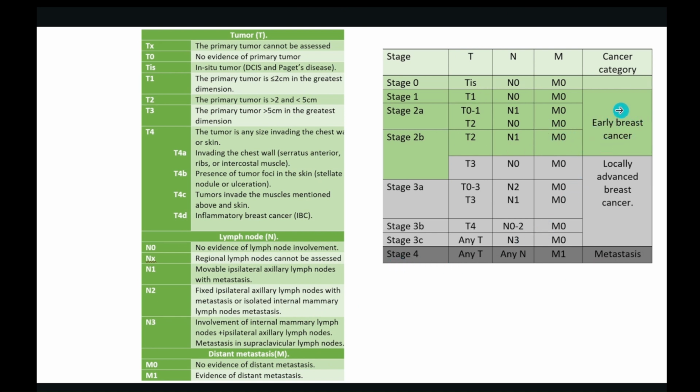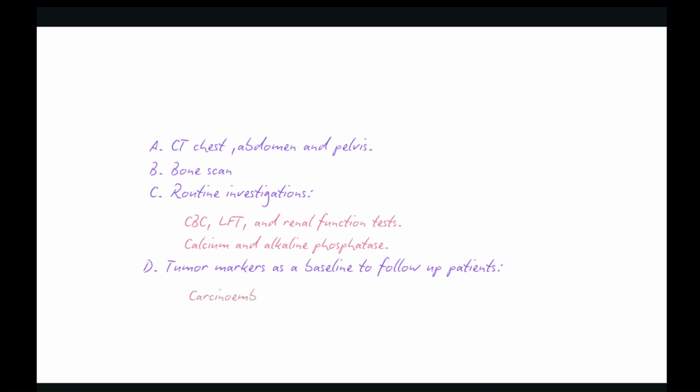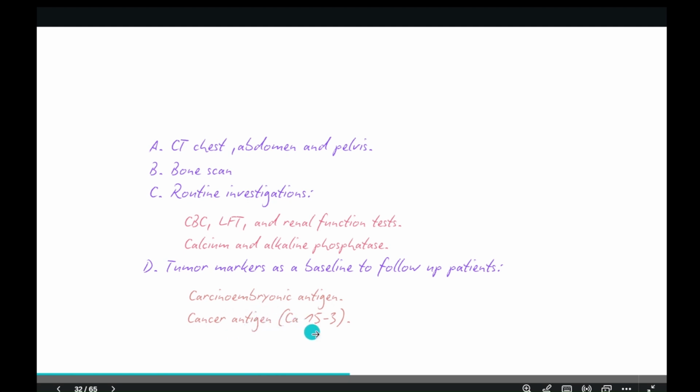What we have to know is that there are early breast cancer, locally advanced breast cancer, and metastasis, and these are the stages of breast cancer. The treatment plan will depend on these stages. How can we stage the patient? First, clinically, of course, but we have to look for metastasis radiologically, like CT scan, CT chest, abdomen, and pelvis, bone scan for bone metastasis, routine investigations like CBC, LFT, and renal function test, calcium and alkaline phosphatase, and tumor markers as a baseline for follow-up of the patients, like carcinoembryonic antigen or cancer antigen CA15-3.